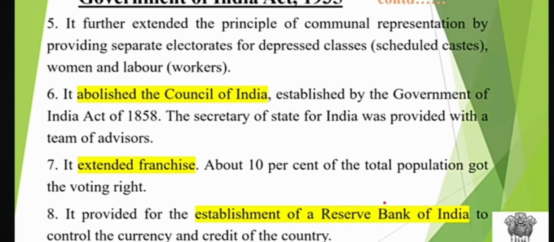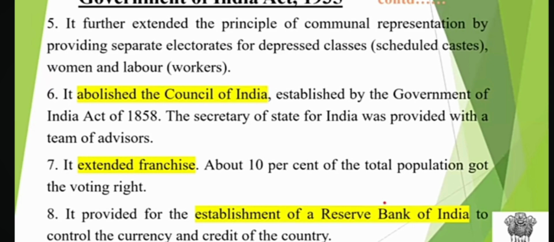Fifth, it further extended the principle of communal representation by providing separate electorates for depressed classes. Sixth, it abolished the Council of India established by the Government of India Act 1858. The Secretary of State for India was provided with a team of advisors.